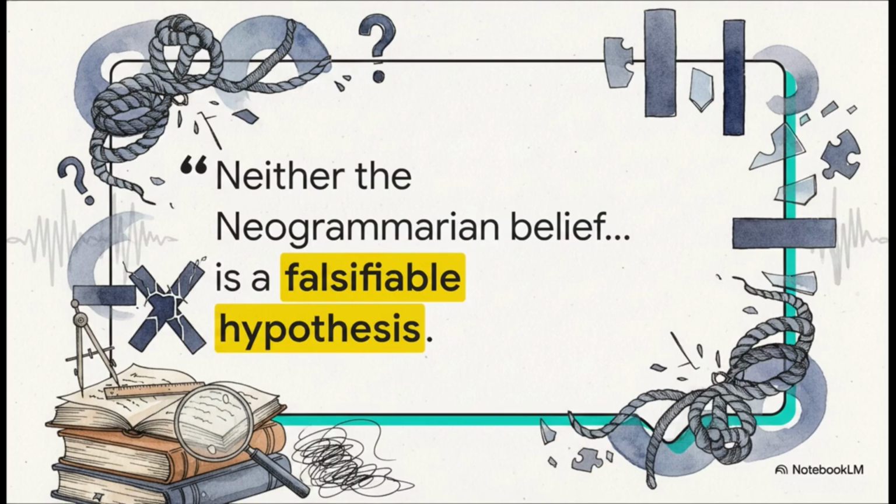Now, what's really interesting about this is that it isn't just some random observation from the outside looking in. Modern, peer-reviewed literature openly admits this massive structural flaw. There's a 2014 paper in Language and Linguistics Compass that states point-blank that the Neogrammarian belief in exceptionless sound change is not a falsifiable hypothesis, because every single apparent exception is just explained away by those escape clauses. Literally no data can ever falsify the original claim.